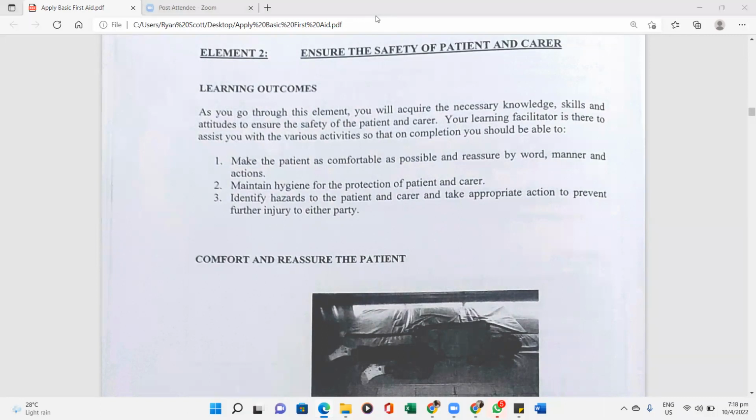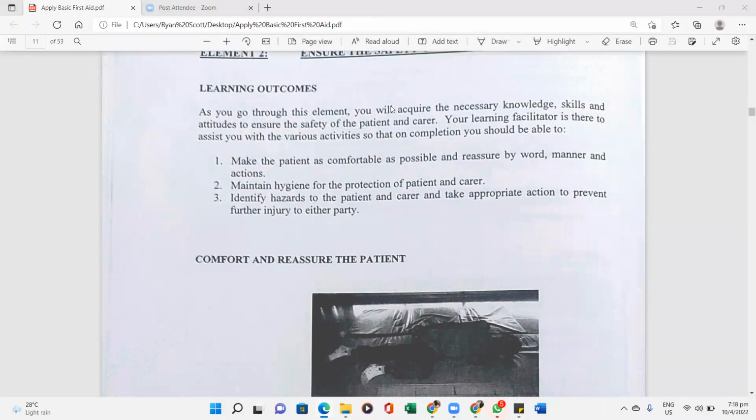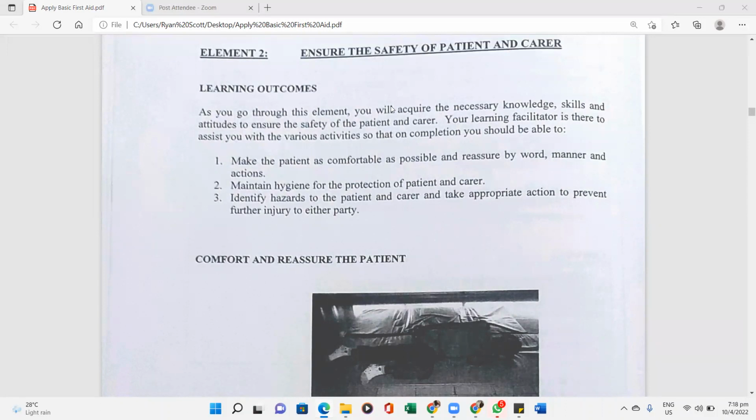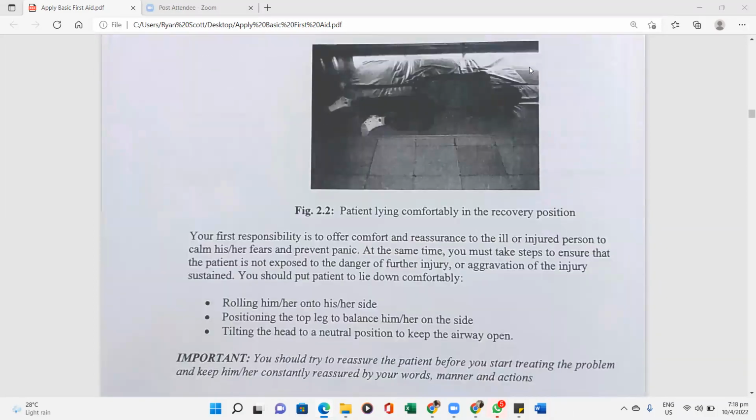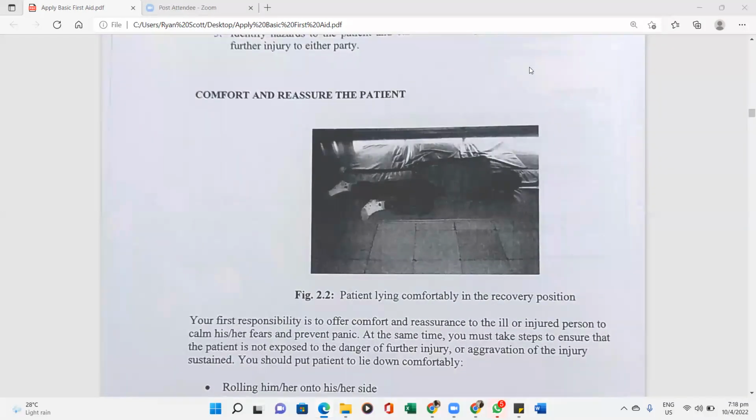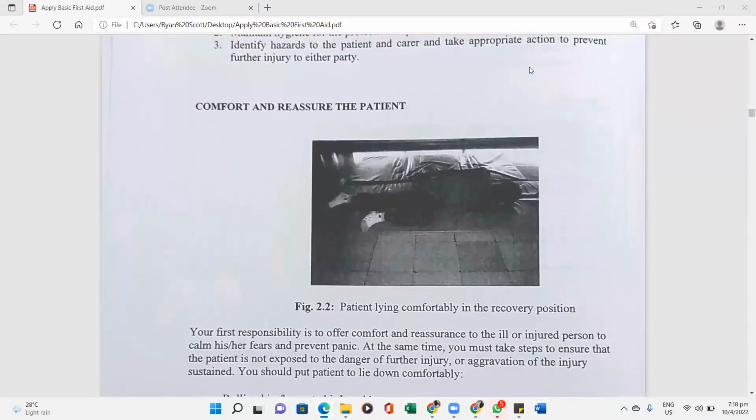All right, so element 2 now. Element 2 looks at ensuring the safety of patient and care. All right, scroll down. So scroll up. The first thing you're supposed to do, comfort and reassure the patient. All right. So your first responsibility is to offer comfort and reassurance to the ill or injured person to calm his or her fear and prevent panic. So when somebody is panicking, it makes the situation worse, okay?